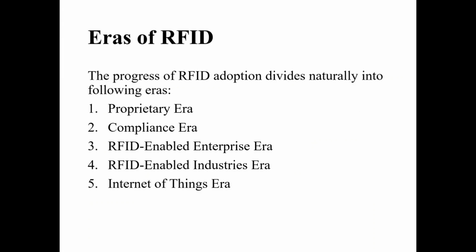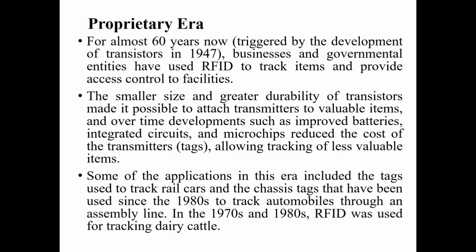It is similar to the history of RFID. The first is the proprietary era, the second is the compliance era, the third is the RFID-enabled enterprise era, the fourth is the RFID-enabled industries era, and the fifth is the IoT era. I will explain one by one. The first one is the proprietary era. That means it's an early era, a foundation from the 1940s to 50s.